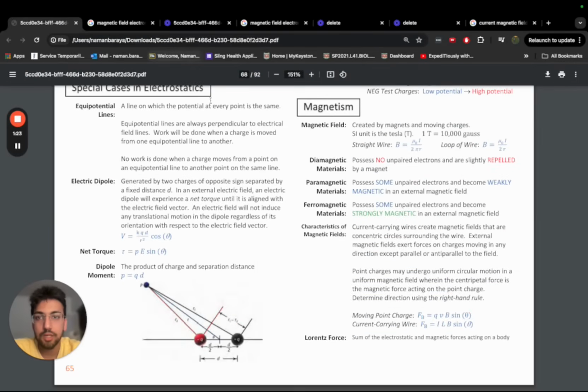Okay, the next thing is diamagnetic materials, paramagnetic materials, and ferromagnetic materials. Ferromagnetic materials, like iron, are very magnetic, right? So you can kind of know based on that it's going to be strongly magnetic. There are some unpaired electrons. Diamagnetic materials have no unpaired electrons and are repelled by a magnet, and then paramagnetic materials are in the middle. They have some unpaired electrons and they're weakly magnetic.